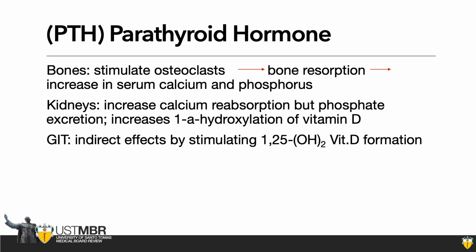In the GI tract, there are no receptors for parathyroid hormone. However, the effect is indirect. By increasing 1-alpha hydroxylation, you're converting 25-hydroxyvitamin D to the more active 1,25-dihydroxyvitamin D, and it's this active vitamin D that has effects on the gut in terms of calcium and phosphorus absorption from food.